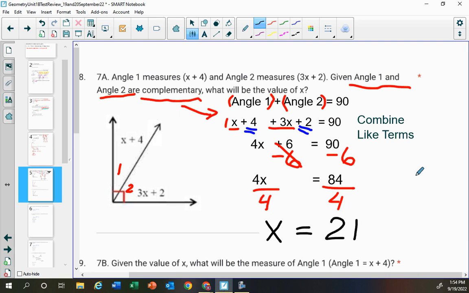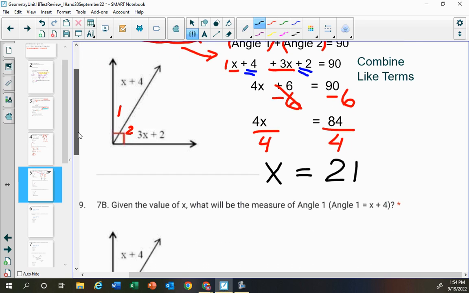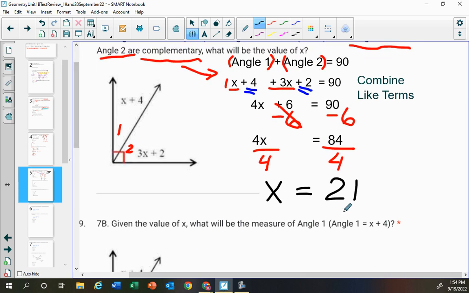Anybody have any questions? This is going to be the toughest part of the problem, because after that, it gets easy. All you have to do for the next two problems is just substitute. So that's all you do. 21 for x. That's what you're going to do for 7B and 7C. We can talk about those real quick.